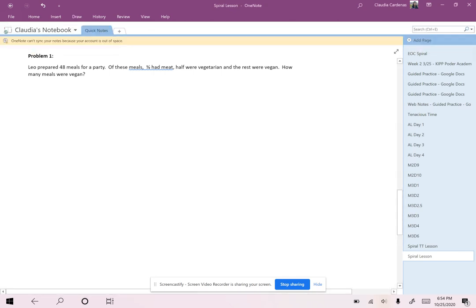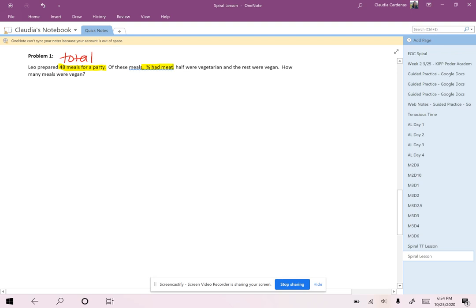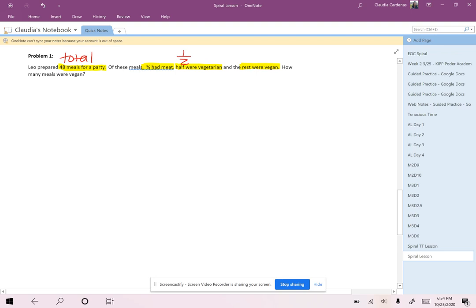as I read aloud. Leo prepared 48 meals for a party. Of these meals, 3/8 had meat, half were vegetarian, and the rest were vegan. How many meals were vegan? Okay, so we know Leo prepared 48 meals for a party. If that's the amount that he has for the party, we know that's the total. And I also know that out of these meals, 3/8 of them were meat, half were vegetarian. When they say half, I know that means 1/2, and the rest were vegan. The question wants us to find how many meals were vegan.